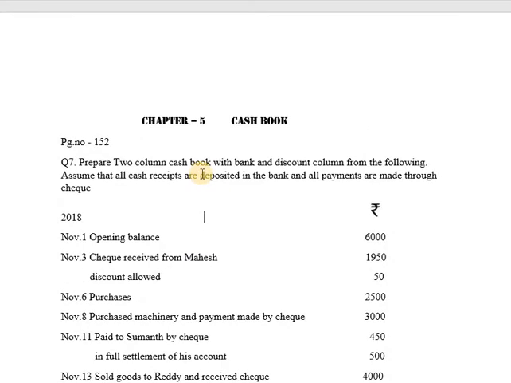Next, after November 3rd, we have a transaction on November 6th. Purchases 2,500. Purchases means the business is purchasing the goods and in return the business needs to make the payment. So here it is specified that all payments are made through check. So we are assuming that all the payments are done through check. So as cash is going from the business, it will be recorded on credit side. As we are paying through check, amount is going from the business. So when amount is coming into the business, it will be recorded on debit side of cash book. And when amount is going from the business, it will be recorded on credit side of cash book.